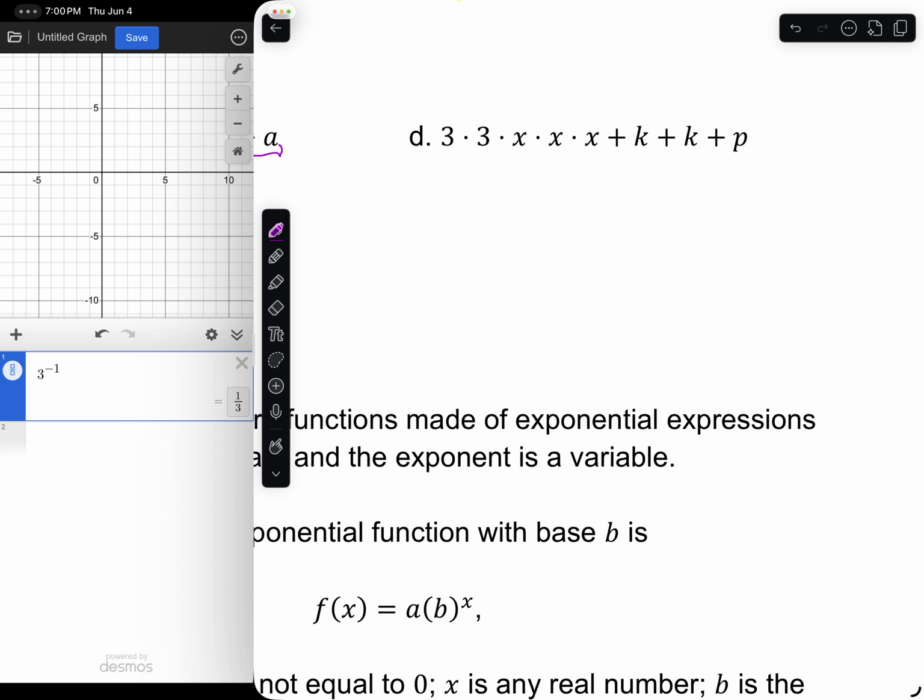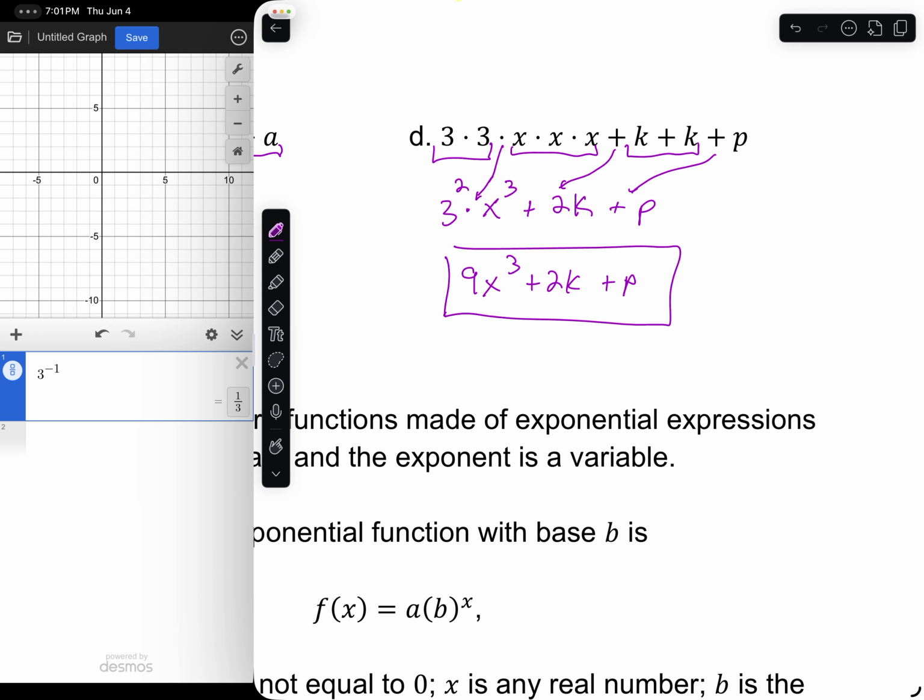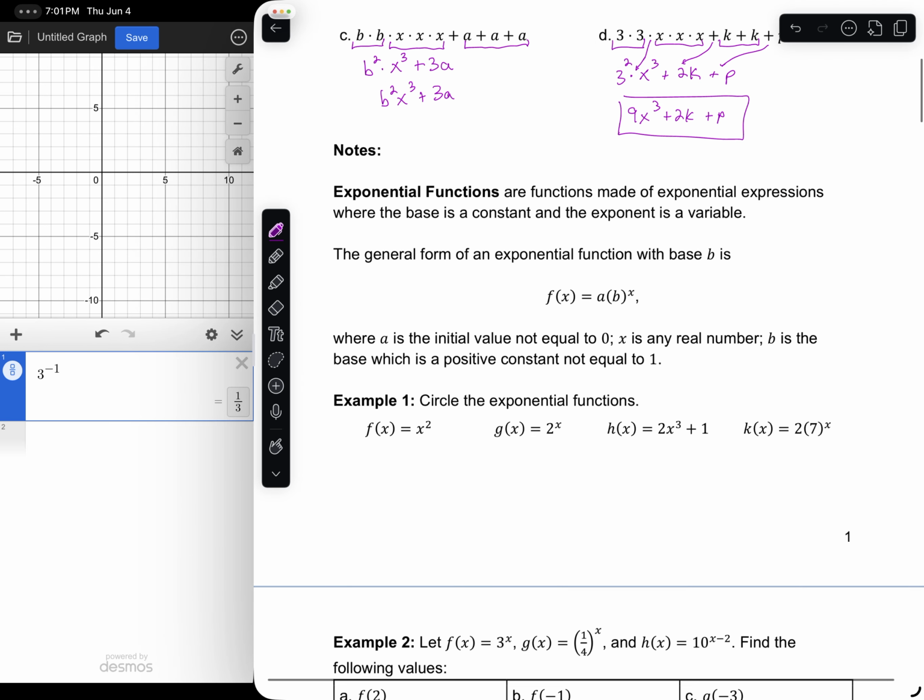All right, this one here is repeated multiplication, so 3 to the power of 2, or we could just call that 9 if we want, times more repeated multiplication, so x times x times x is x to the third, plus repeated addition, k plus k. So repeated addition becomes multiplication, and then plus p. So we'll do 3 squared is 9, x cubed plus 2k plus p. All right, that's going to help us understand exponential functions.